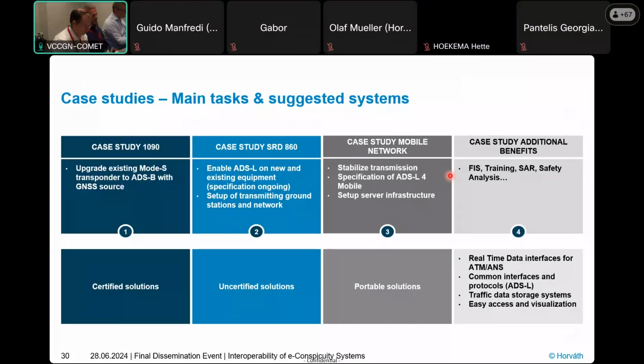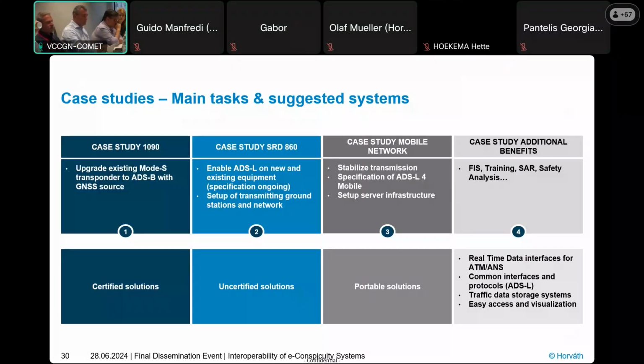In the SRD 860 part, we should enable the ADSL protocol and set up ground stations to pick up the information and communicate with the SRD systems. And we need a ground network for that. That's the uncertified solution. And also there, it's the mobile part. And we have to reach out there for a stable transmission and reception as well. And also set up the ADSL protocol and the ground network infrastructure as well, the traffic information network. This is the portable solution.